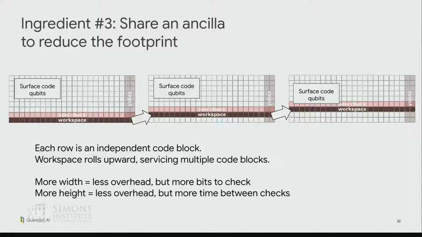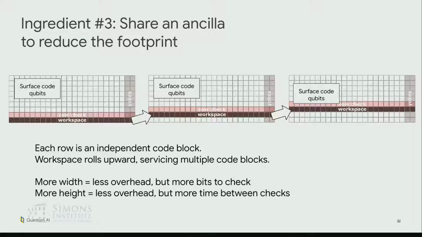And so what I can do is say, well, initially my workspace is right below this first row. This initial row is just going to measure its X and Z type logical operators, and then it's going to pass the buck. It's going to pass that workspace to the next logical block, which will then measure its stabilizers and pass it up to this third logical block, and so on and so forth. So we're only measuring these checks infrequently, but if the error rates are low enough, this is acceptable.